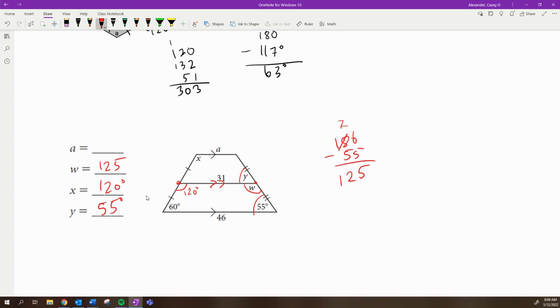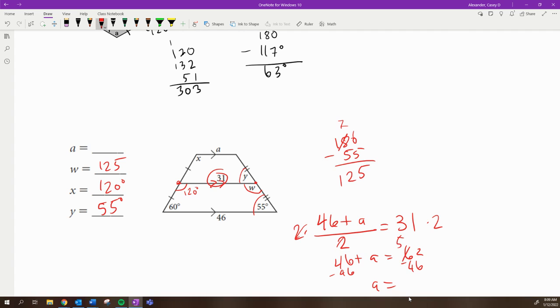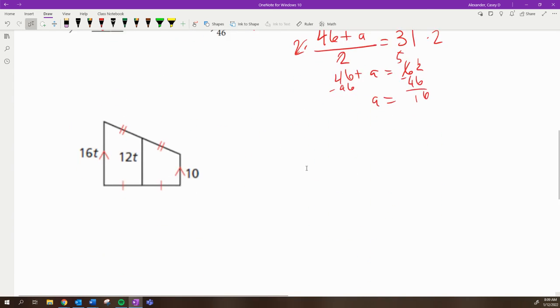And then I know that the mid-segment is the average of the top and the bottom. So I could do (46 plus A) divided by 2, and that would equal 31. So let's solve it. Times 2 to each side. So that means 46 plus A equals 62. And if you subtract 46, that means A would equal 16. So A is 16 units in length. There's, I think, a similar problem on the worksheet. Let's keep going. I got 2 more to do.